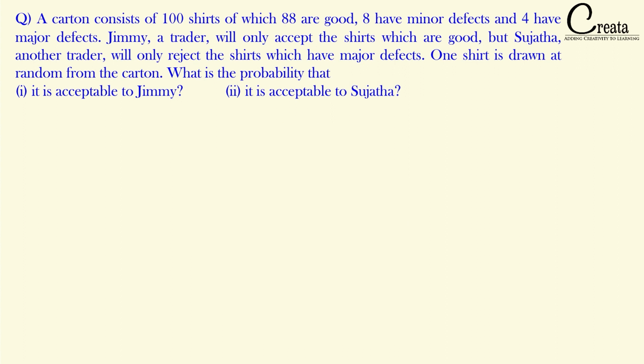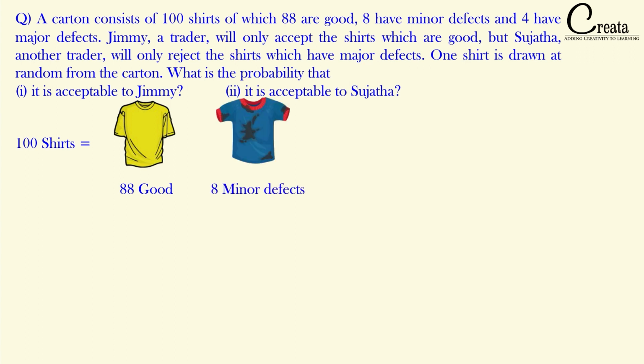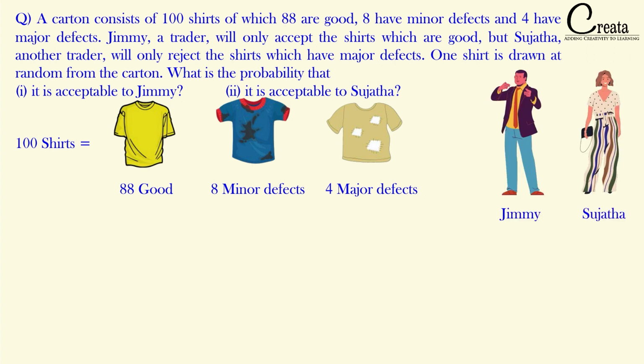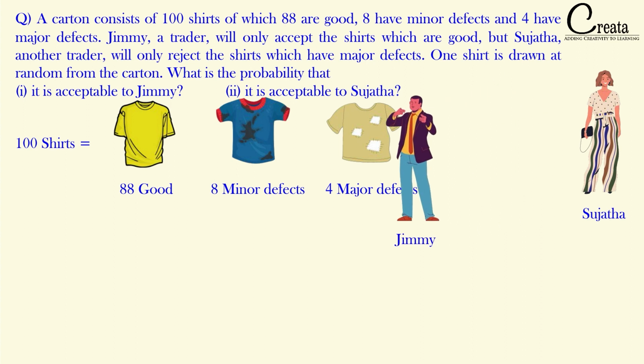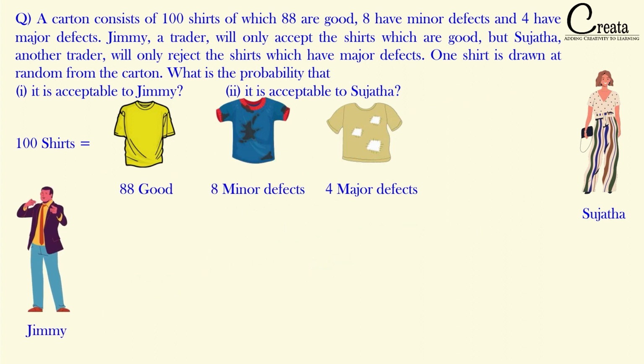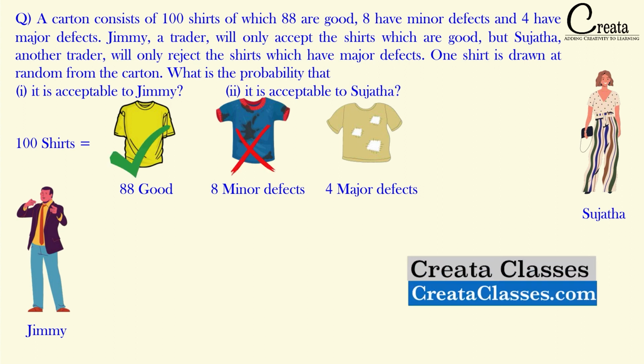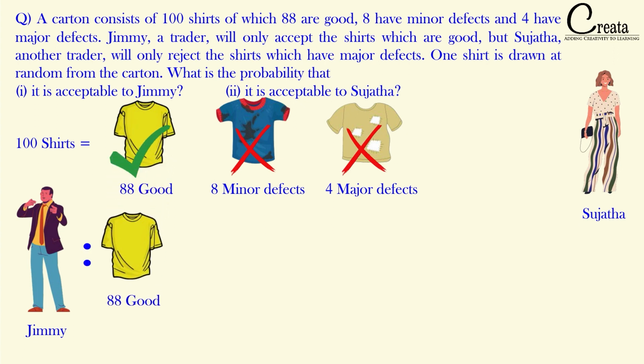So welcome back. Let's approach the question. The question has 100 shirts, out of which 88 shirts are in good condition, 8 have minor defects and 4 shirts have major defects. So 3 types of scenarios are given and 2 traders are given, Jimmy and Sujata. Both came to take the shirts. Jimmy's condition is that he will only accept the shirts which are good. It means that Jimmy will reject the shirts with minor defects and major defects. Jimmy will only choose these 88 good shirts.